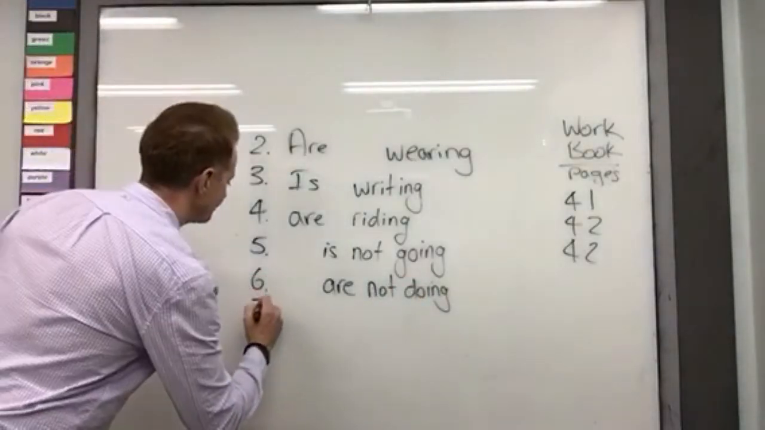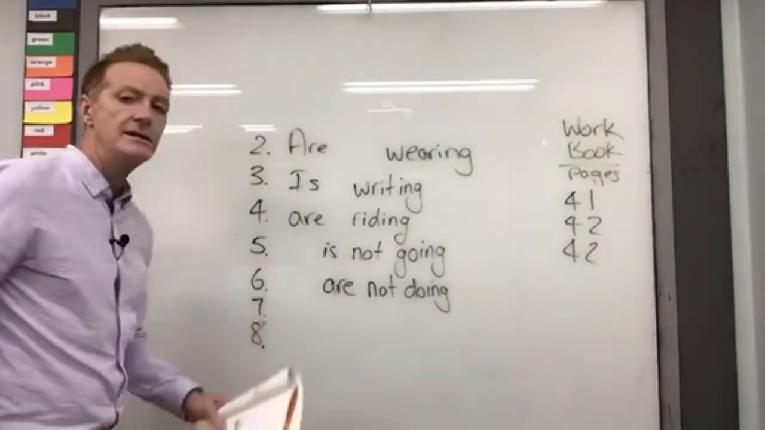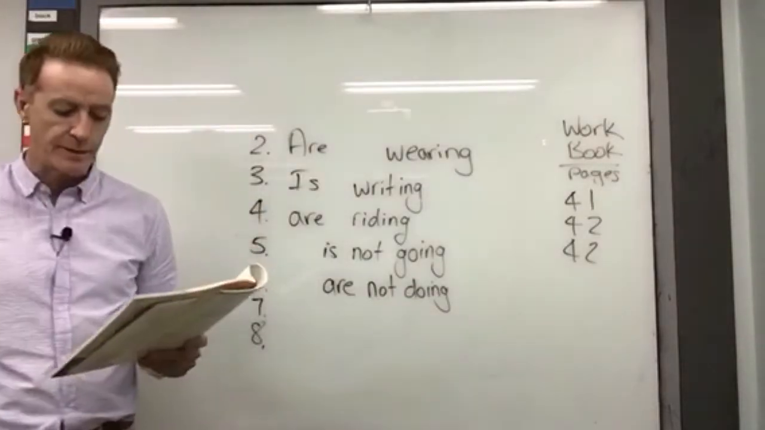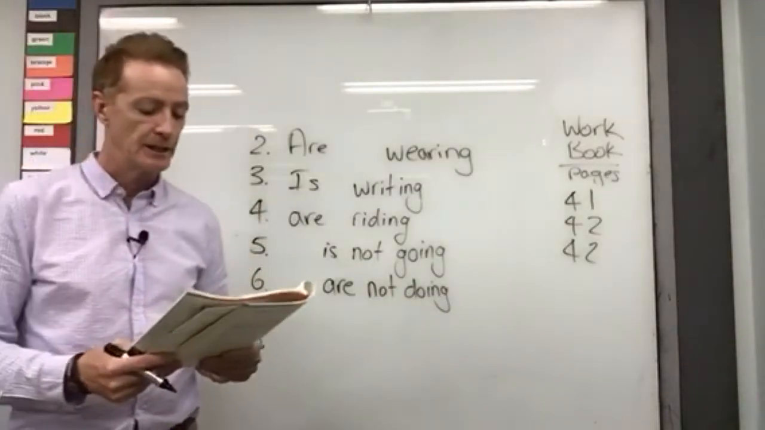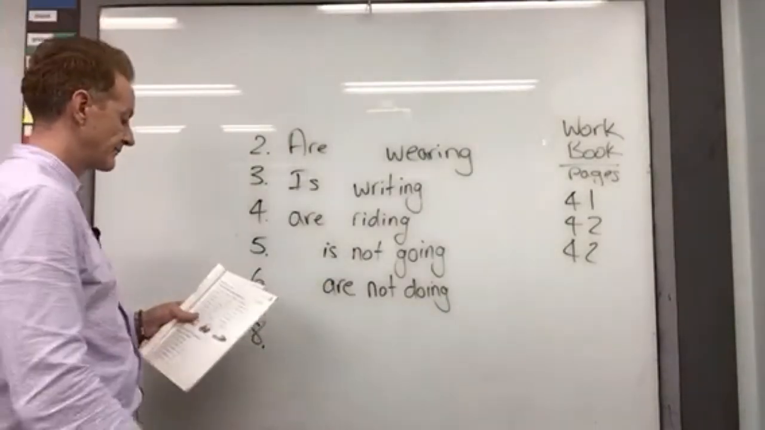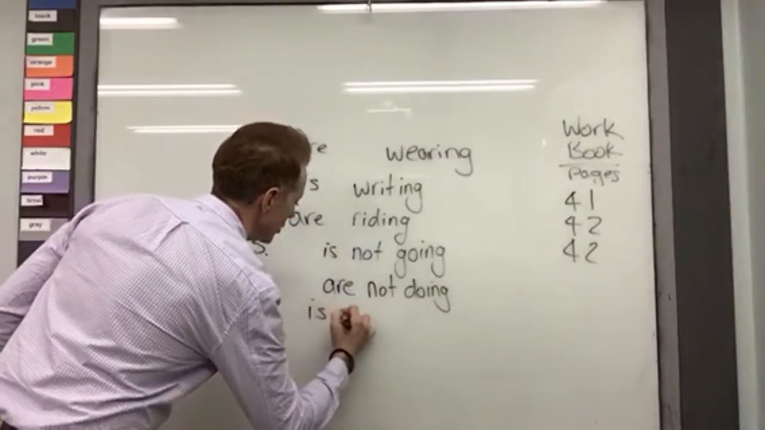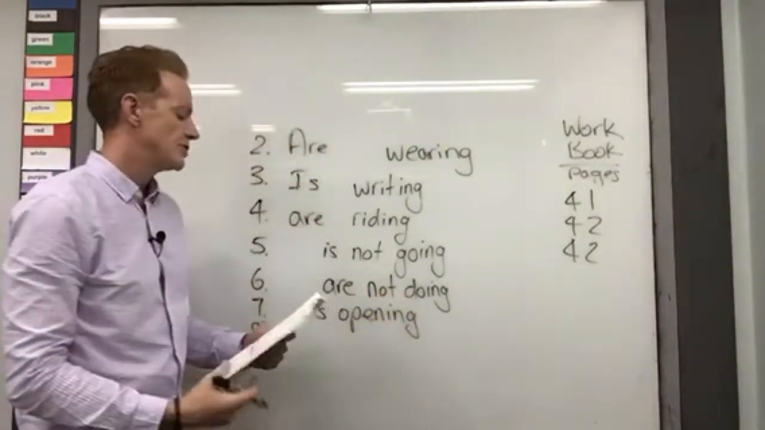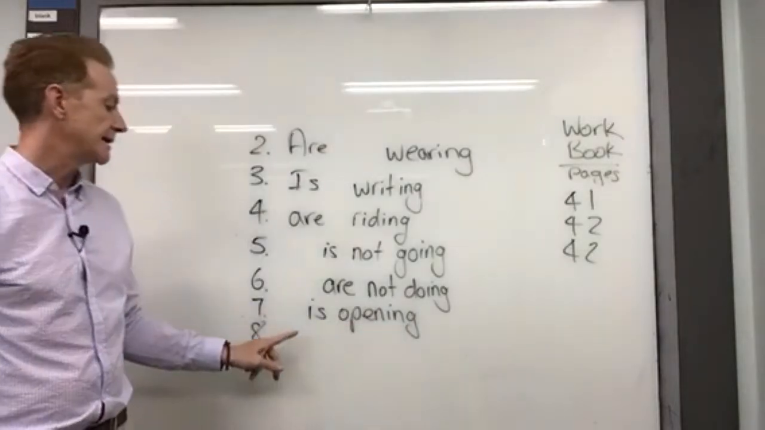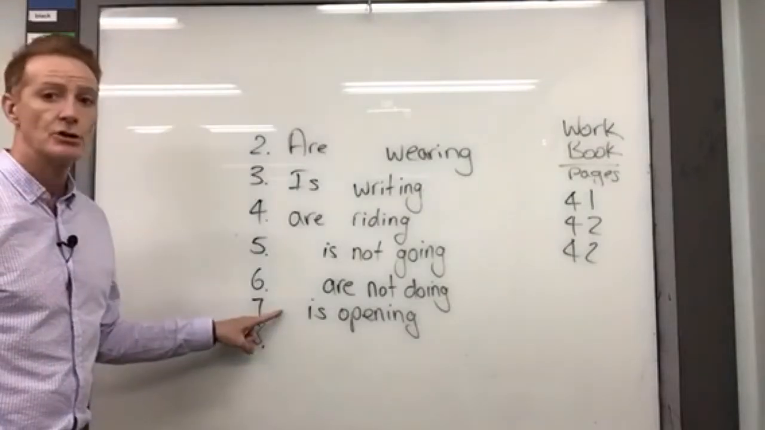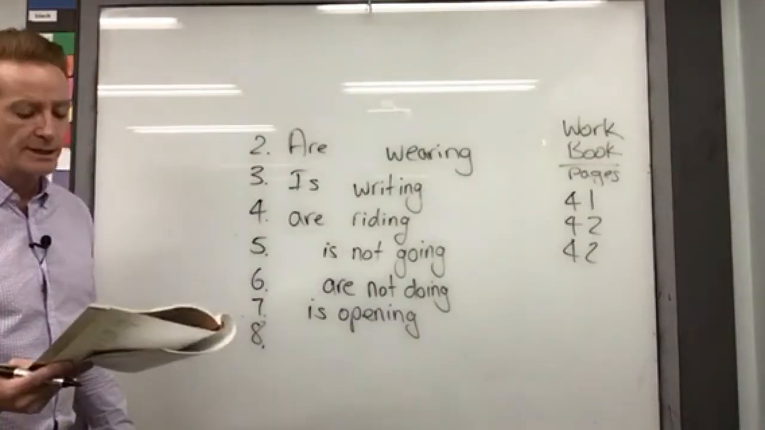All right, 2 more. Number 7 is open. So open a letter, open the door. Sally is opening. So open, just add ing. So Sally is opening the door for everyone.